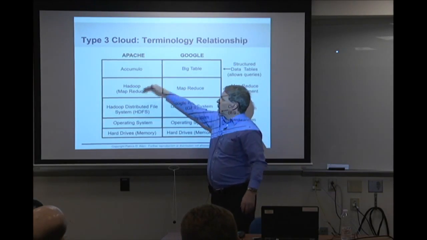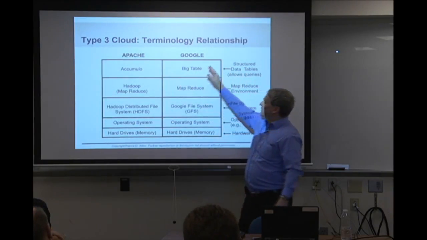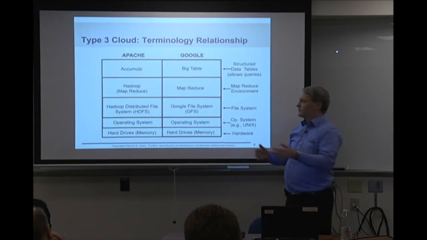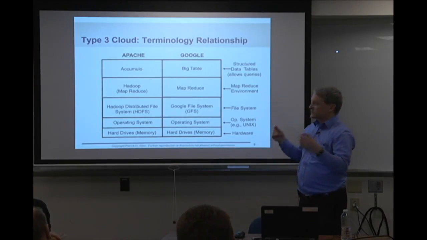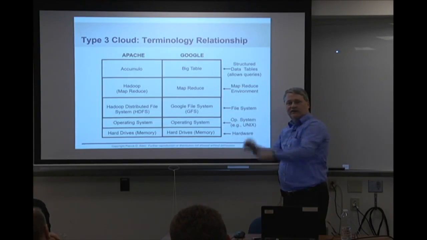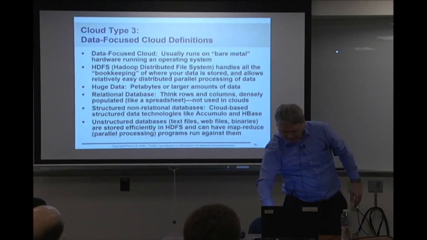And then their structured data format is Accumulo, and Google's is Bigtable. So if you're hearing about what Google is doing versus Apache, what's Accumulo versus Bigtable, this is your translation chart. This is your cheat sheet for telling what is where. We're going to be focusing on the left-hand side just because it's easier rather than jumping back and forth.